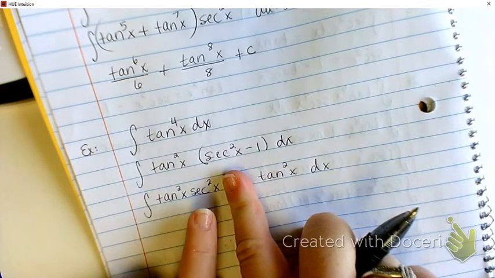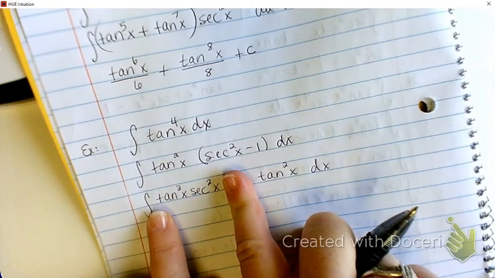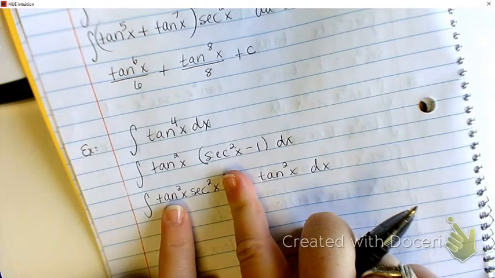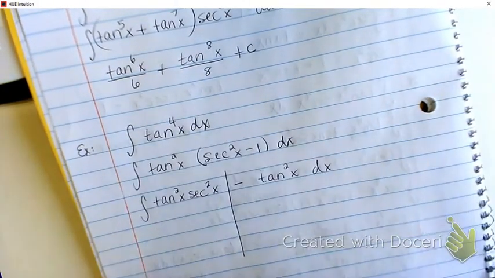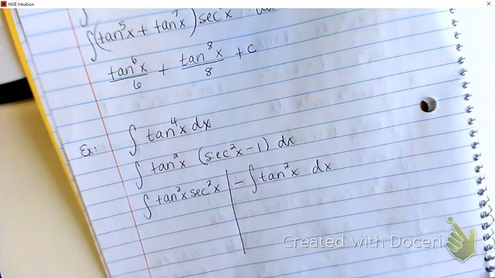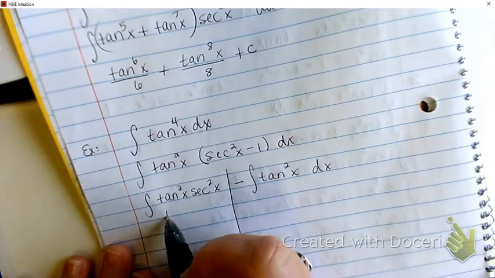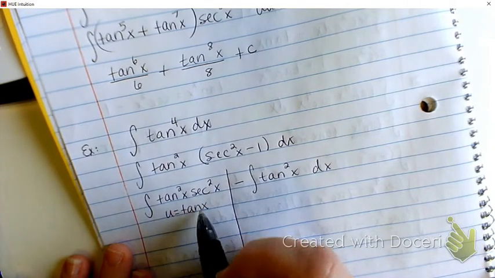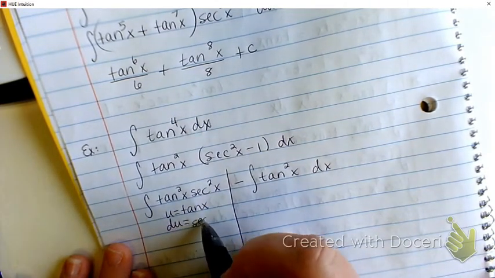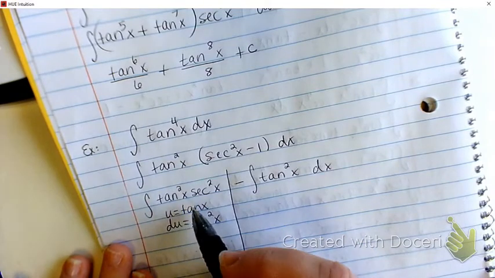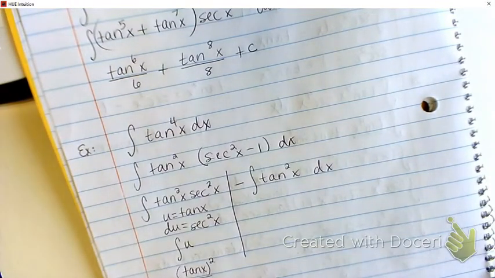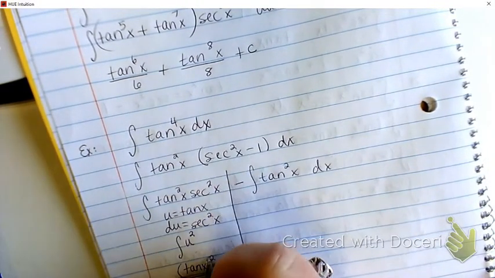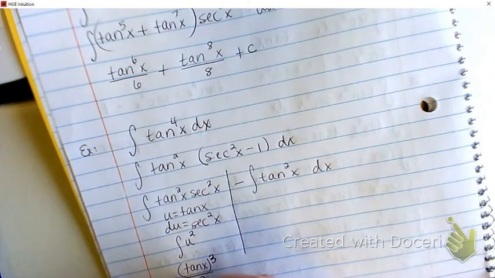Okay, so if u is secant, du is secant tangent, there's an extra tangent. It's not going to help me. It has to be tangent. So I'm going to do this separately and separate it into two integrals. This one over here, I can go ahead and figure it out. u is going to be tangent, du is going to be secant squared. That's nice because that's just the integral of u, which now we know is u squared over 2, so tangent to the third over 3.